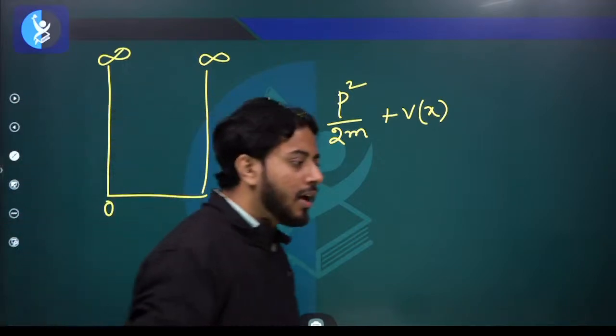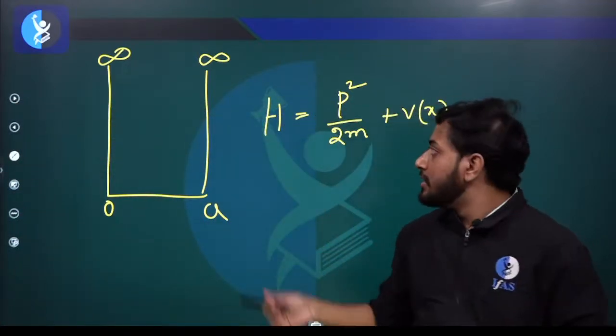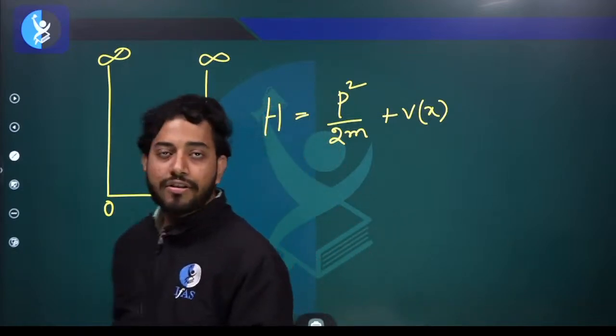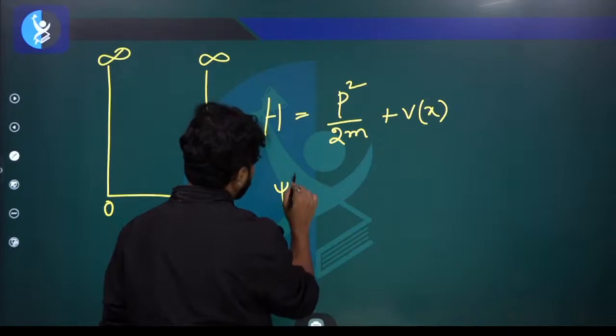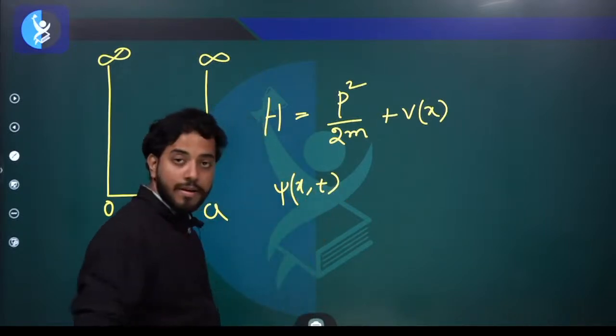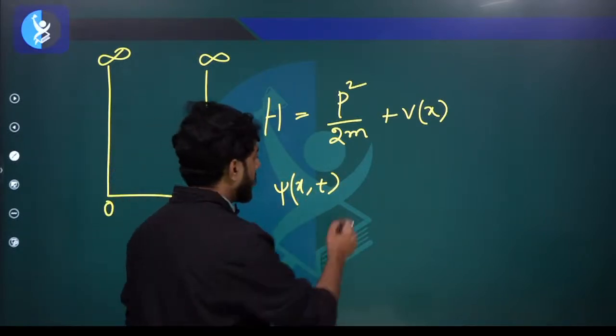So I know the potential. I can solve the Schrodinger equation. And after that, I am getting the states as psi, if you want me to write it down. Then psi of X, T, if I write it in the position basis, that is the wave function term.